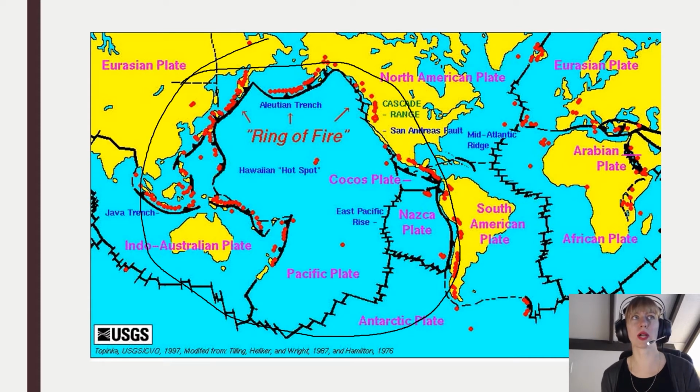So the Ring of Fire is a product of plate subduction. In the case of Pangea, we had two plates coming together forming mountains. But in the case of the Ring of Fire, we have two plates coming together and one goes underneath and forms volcanoes. This is called subduction, and so we call these zones subduction zones.